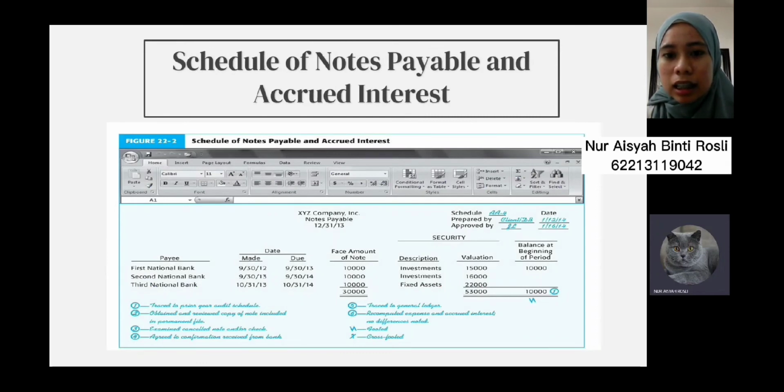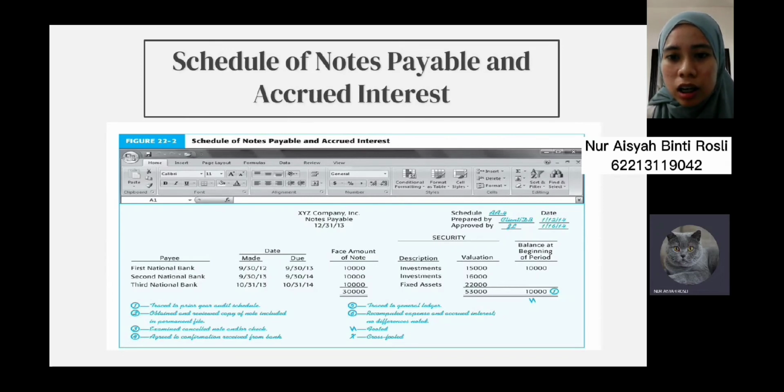Next slide. This is the example of schedule of note payable and accrued interest that is prepared by the auditor. Payee is the list of the loans that your client made, and the first amount of note is the amount of loan. Your client has 3 loans, amounting to 10,000 ringgit for each loan. For security, the secured loan is against investment and fixed assets. So as we can see, all in this slide are secured loans.